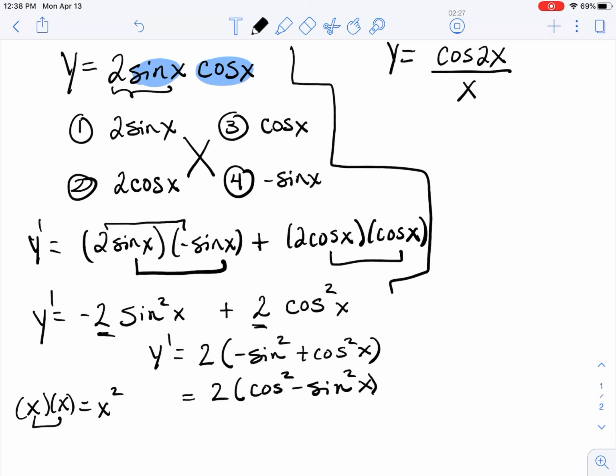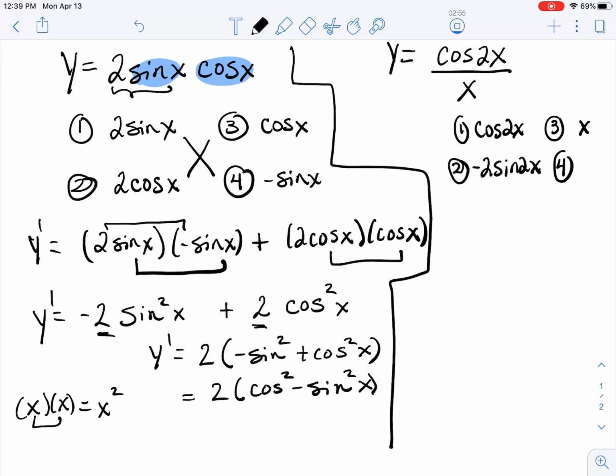So over here, let's see, I don't want to lose that, so I'm just going to draw a little border. This one's going to be an example of the quotient rule, y equals cos 2x over x. So the first function is cos 2x, and the derivative of that is going to be minus 2 sine 2x. And again, you can consult a prior video where I go through the derivative of cos and sine. The third is x, and the fourth, its derivative, is 1.